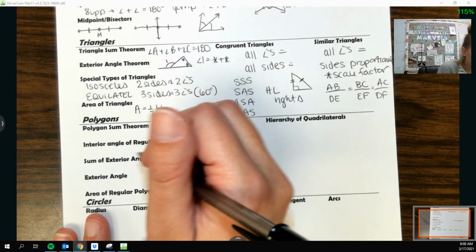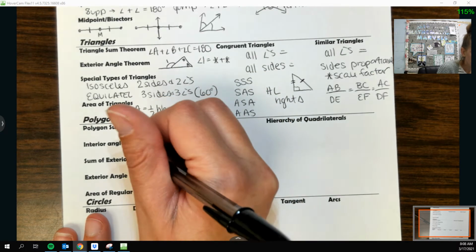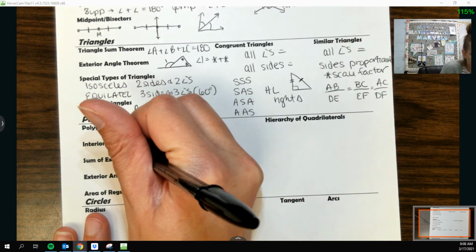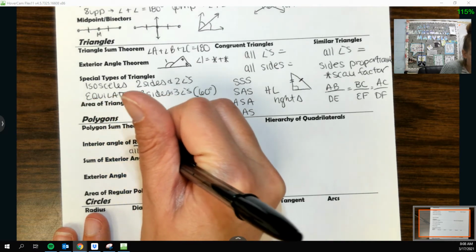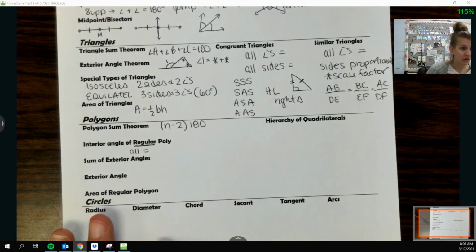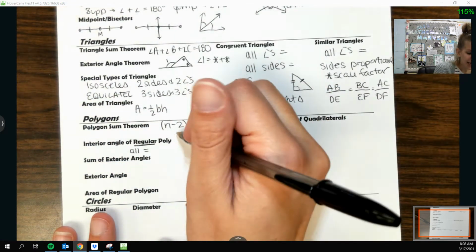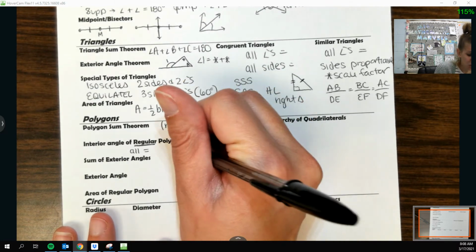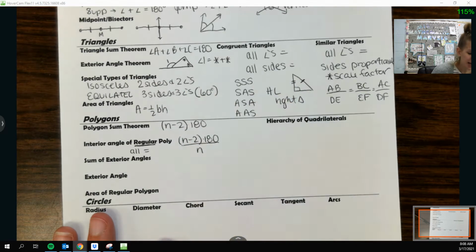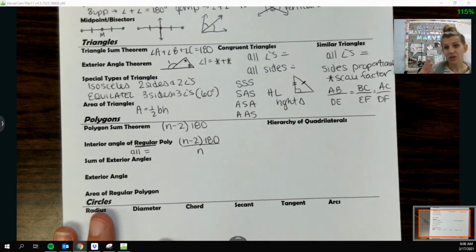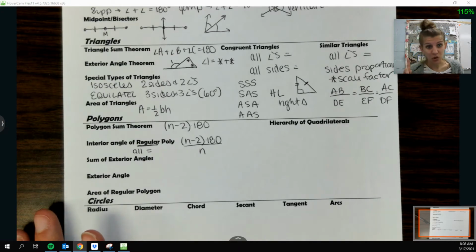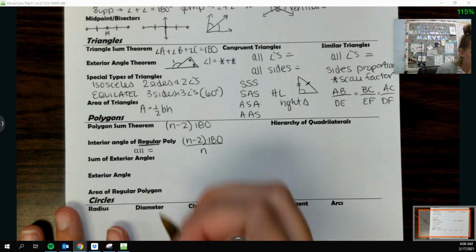If I want to find just one of those angles when it's regular, and regular means all the angles and all the sides are equal, I can take the sum and then just distribute it evenly between all the angles. So then I'll have the measure of just one of those angles.